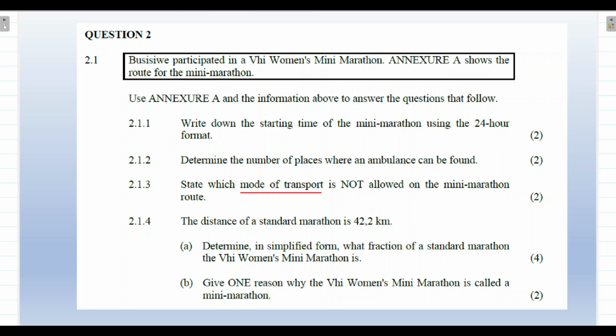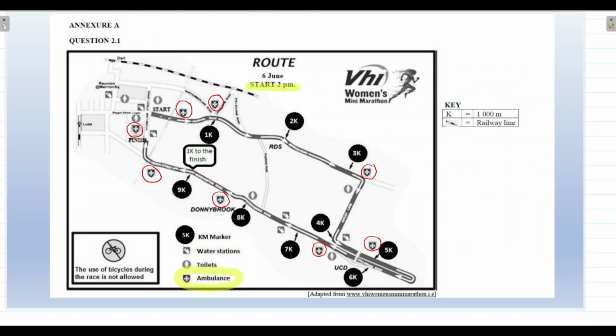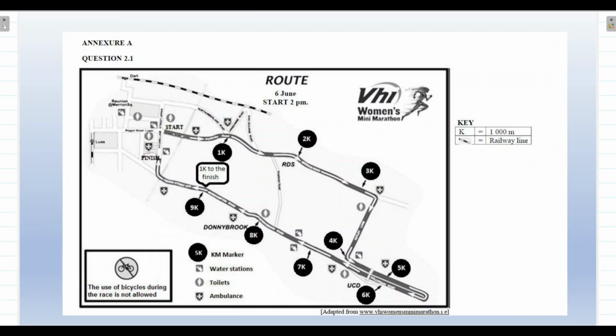If you're talking about a mode of transport, we're talking about a taxi, a private car, a bus, a cruise ship, an airplane, a bicycle. So those are the different types of modes of transport, right? But in the context of this question, they're asking us, state which mode of transport is not allowed on the mini marathon. So here, guys, you're not just going to allow your mind to go wild. You're going to have a look at the map that is given to us, and see whether they have mentioned anything about a certain mode of transport that is not allowed in this mini marathon.